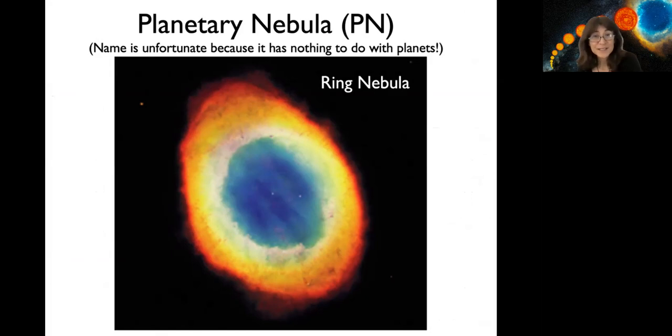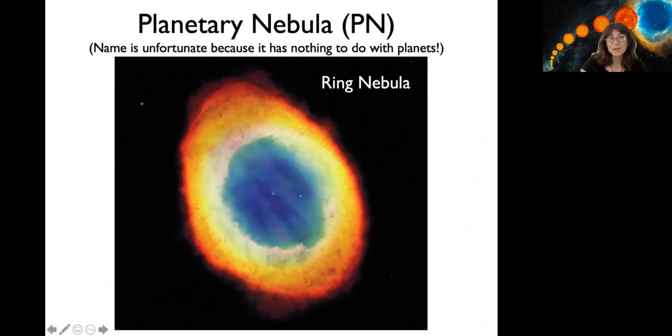So here's an example of a planetary nebula, which is called the Ring Nebula. In a lot of them, you can see that they're round, and you can see a tiny little core in the center, which is a white dwarf. And you can see just how beautiful they are. These are some of the most beautiful objects in the galaxy, I think.